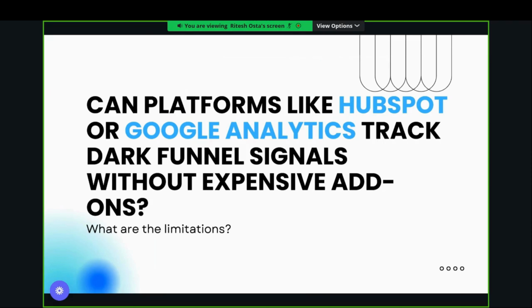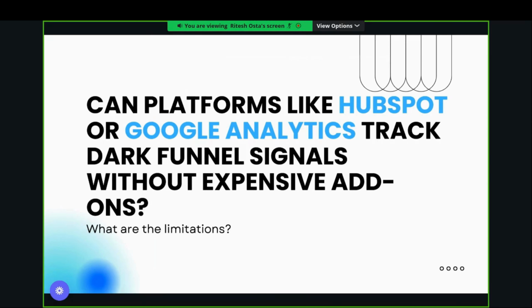Okay. Google Analytics cannot track personal level or company level information. That means Google Analytics will give you the fact that somebody is there on your website, but it will not give you that information that who that somebody is. What's the email address? What's the name? What company do they work for? That information is not something that Google Analytics will give.